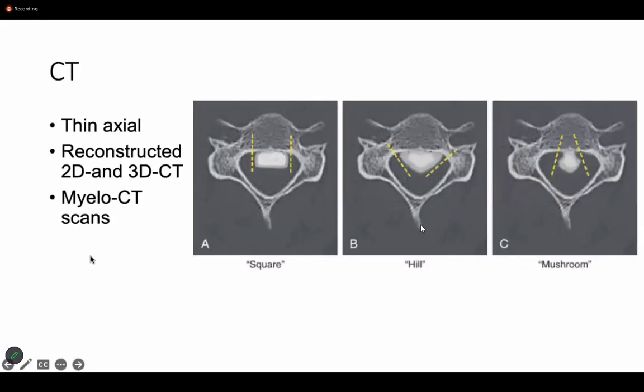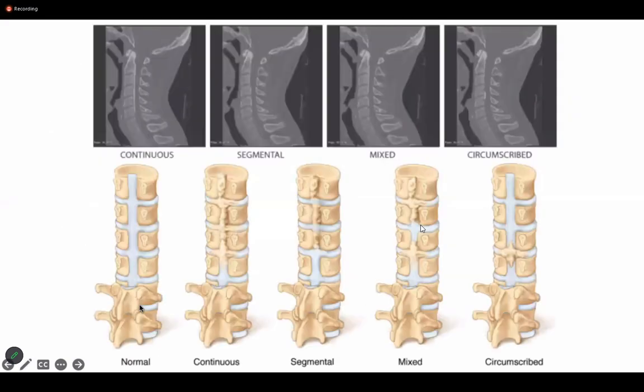The CT is very useful when you have thin slices, and you can reconstruct 2D and 3D images. With the thin slices, you can see images like the square, hill, and mushroom, which are special images. Here is a summary of all types of OPLL, cervical OPLL, in the CT scanner.